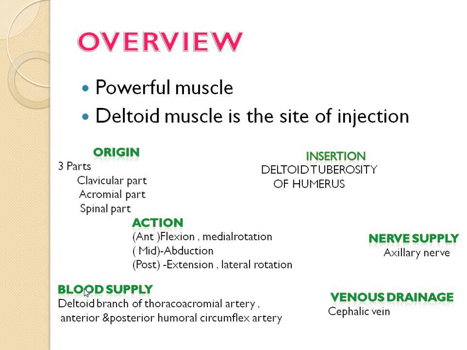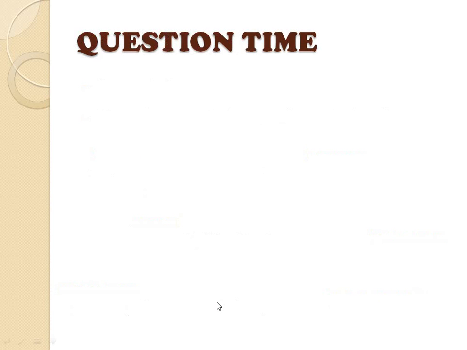Blood supply. Deltoid branch of the thoracoacromial artery, anterior and posterior humeral circumflex artery. Venous drainage, that is the cephalic vein. Action. Anterior fibers help with flexion and medial rotation. Middle fiber helps with abduction, and posterior fibers help with extension and lateral rotation. Then the nerve supply of the deltoid muscle is the axillary nerve.